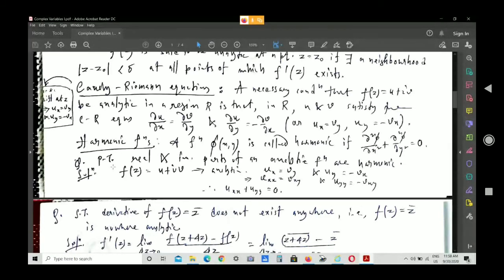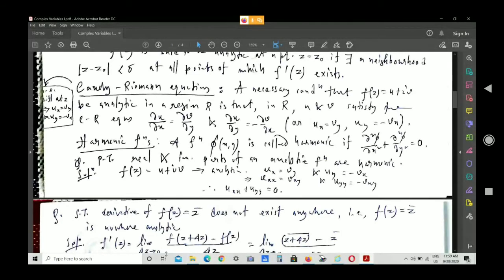If the condition is satisfied, that function is called harmonic. The result is there in connection with functions of complex variables. Prove that real and imaginary parts of an analytic function are harmonic. That is, if a complex valued function is analytic, then its real and imaginary parts must be harmonic.